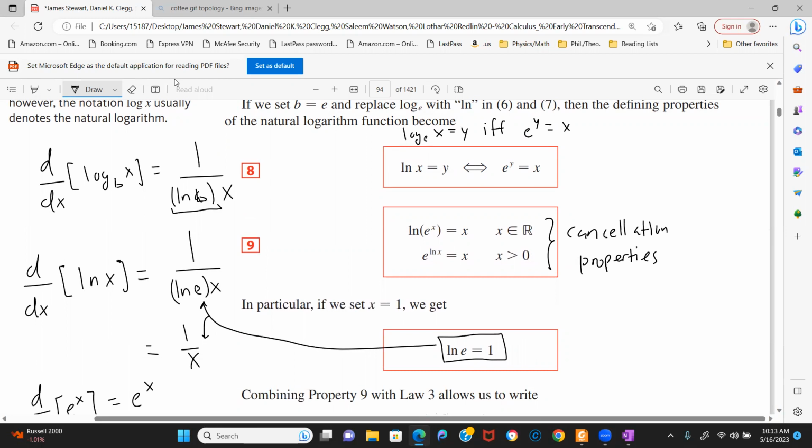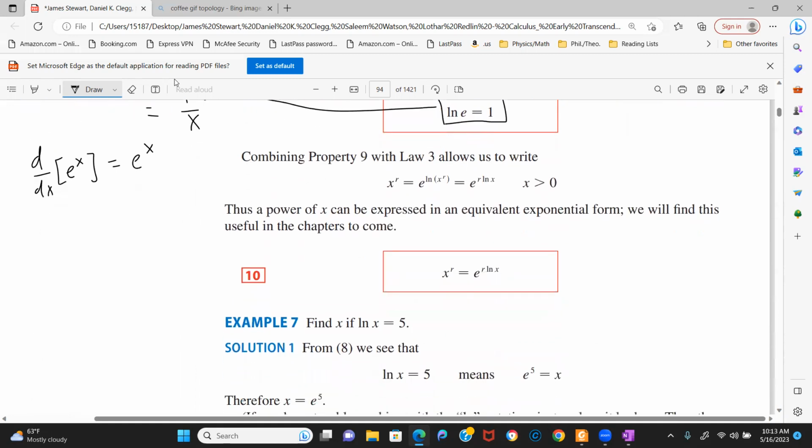And these just express the fact that when you compose these two functions, remember this right here is function composition, it says when you compose these functions in either order, they cancel each other out. So ln e to the x is just x. E to the ln x is just x. The e and the ln cancel each other out because they're inverses of each other.